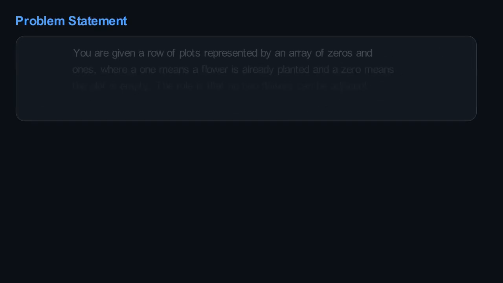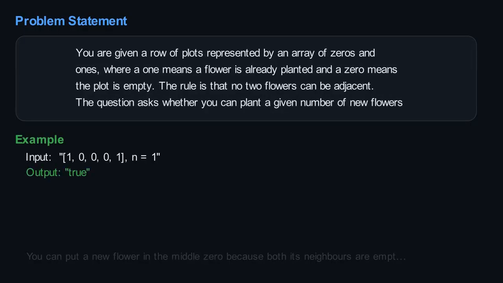You are given a row of plots represented by an array of zeros and ones, where a 1 means a flower is already planted and a 0 means the plot is empty. The rule is that no two flowers can be adjacent. The question asks whether you can plant a given number of new flowers without breaking that rule.